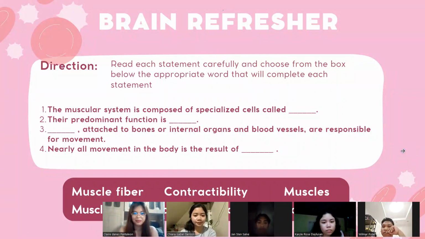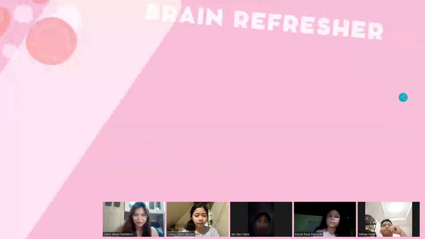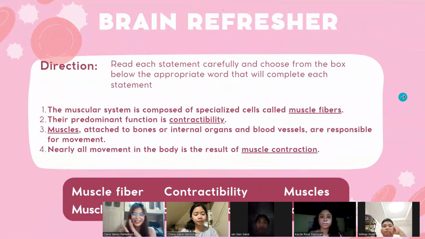Mr. Johnston? Attached to the bones or internal organs and blood vessels are responsible for movement. Muscles. Okay, very good. What about number four, Mr. Fuller? Nearly all movement in the body is the result of blank muscle contraction. Okay, very good. Now, let's check if your answers are correct. You guys are doing great. Now, let's move on to the next slide.